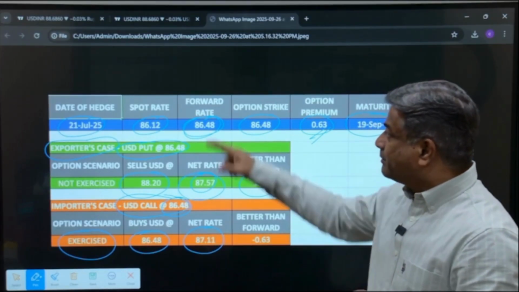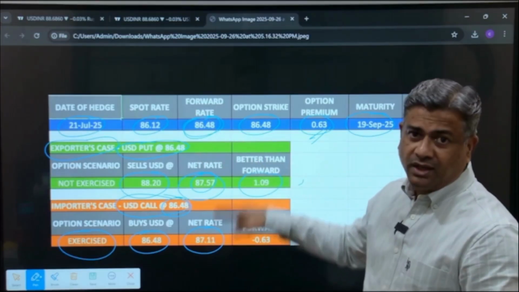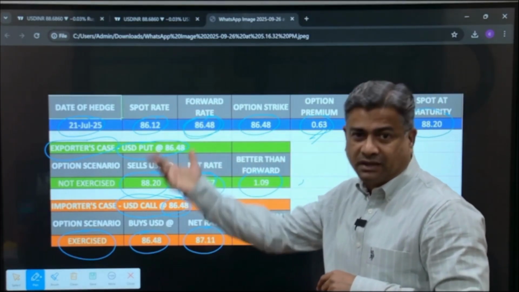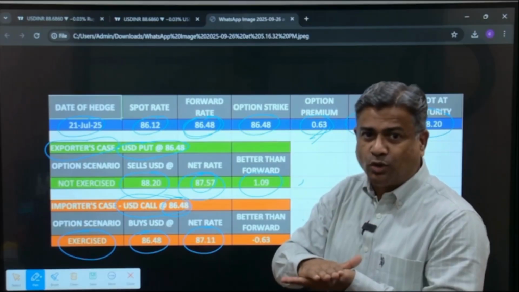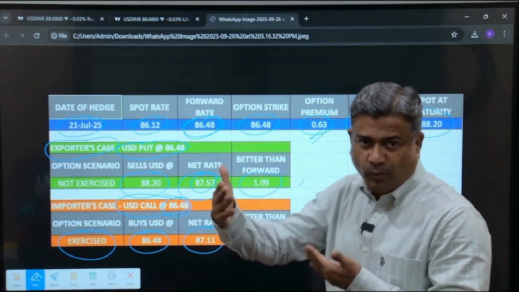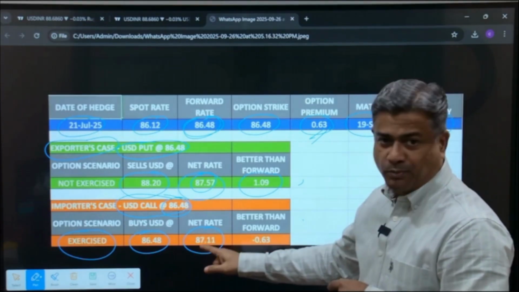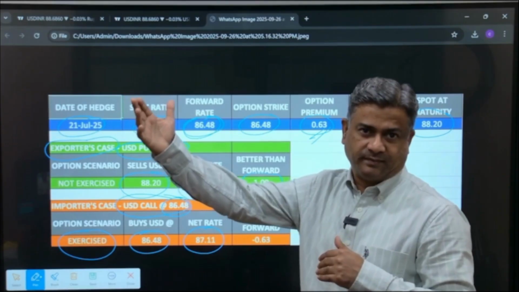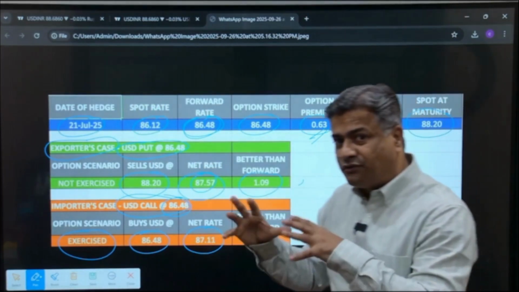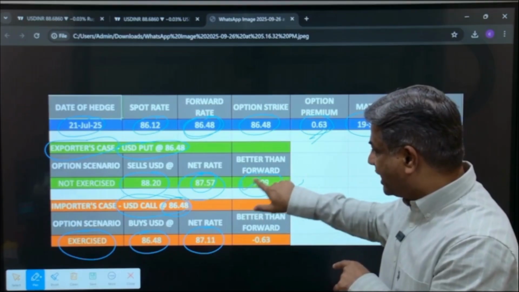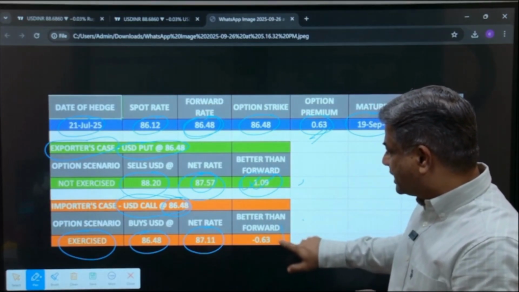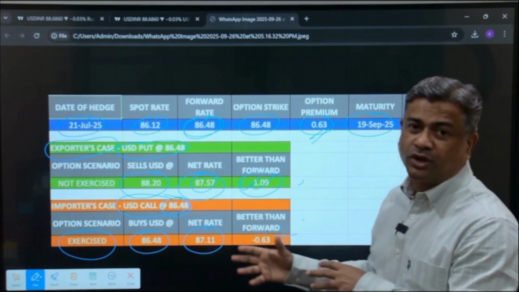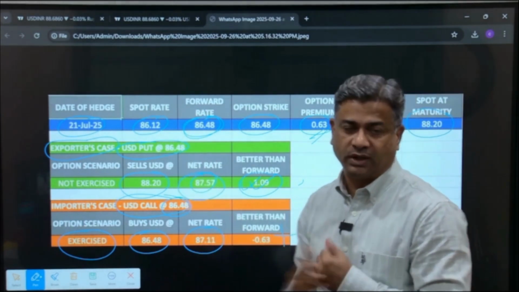Now, this compares adversely to the forward rate, because the forward would have been better. You have already hedged at a lower rate. So your forward will perform better than the option in this case, when the rupee has weakened substantially. So how has it fared? For an exporter, it has fared very well. For an importer, it has not fared well. An importer would have been better off doing a forward.